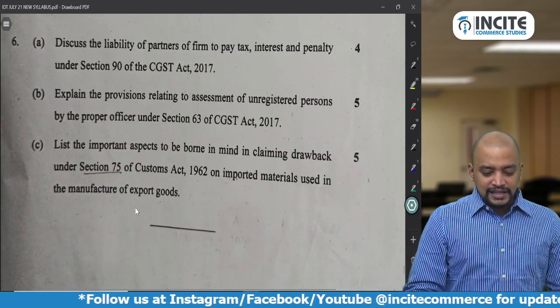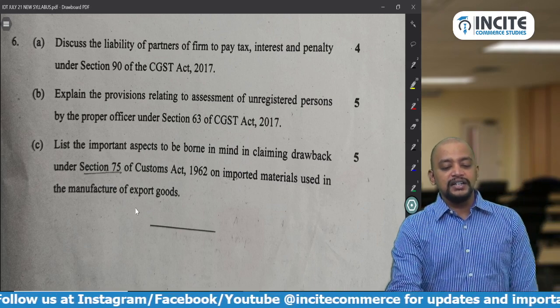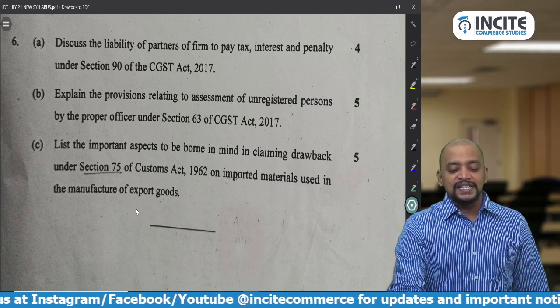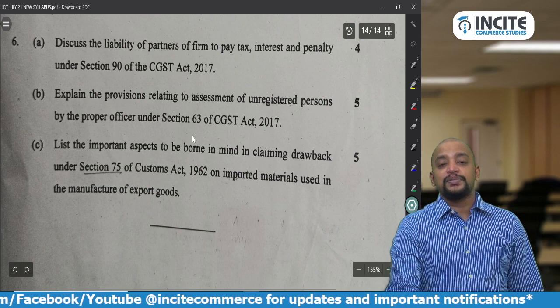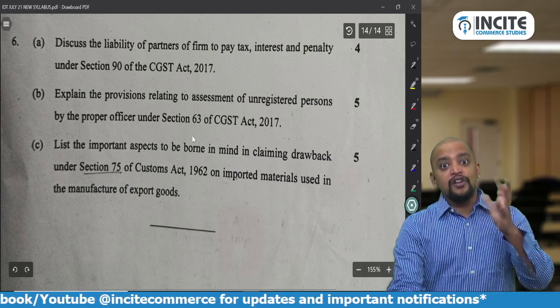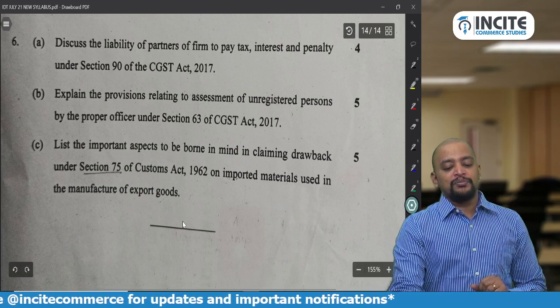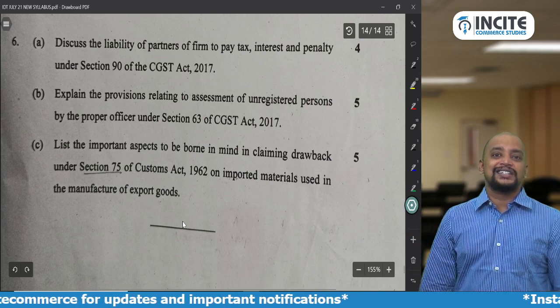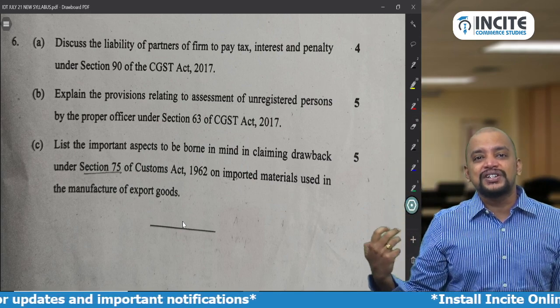Then discuss the liability of partners of a firm to pay tax, interest and penalty. Liability to pay tax in special cases. Provisions relating to assessment of unregistered persons, best judgment assessment of unregistered persons, and important aspects to be borne in mind while claiming duty drawback under section 75. So certain restrictions are there, no?